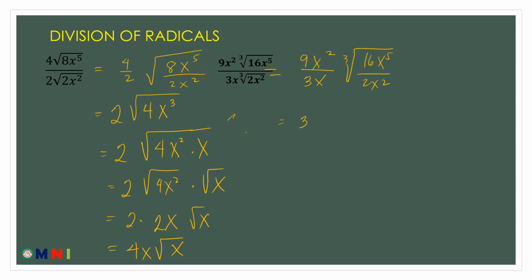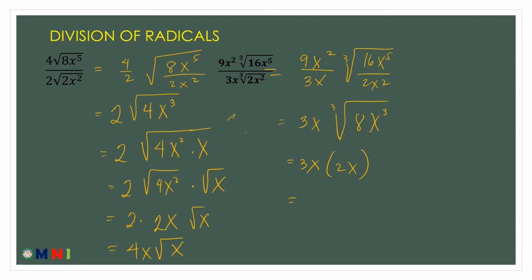Of course, 9 divided by 3 is 3. And then x squared divided by x is just x. So we have 3x. And then for the cube root, 16 divided by 2 is 8, and 5 minus 2 is 3, so it's x cubed. And of course, you get the perfect cube. Since 8 and x cubed are perfect cubes, cube root of 8 is 2, and cube root of x cubed is of course x.